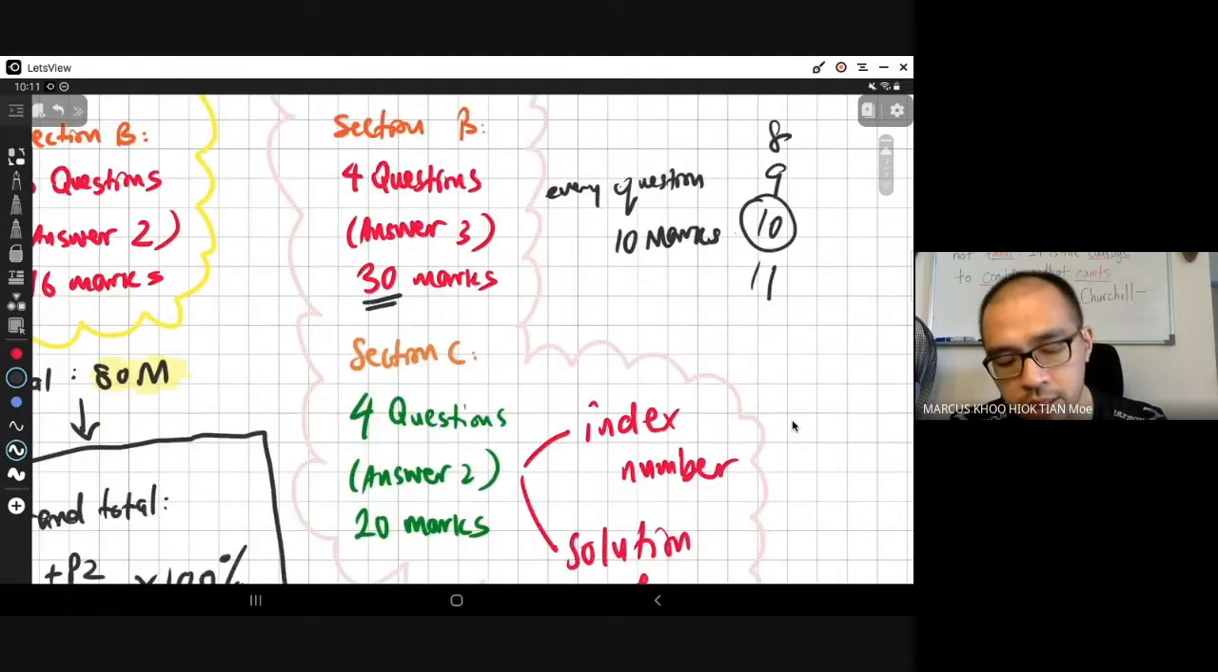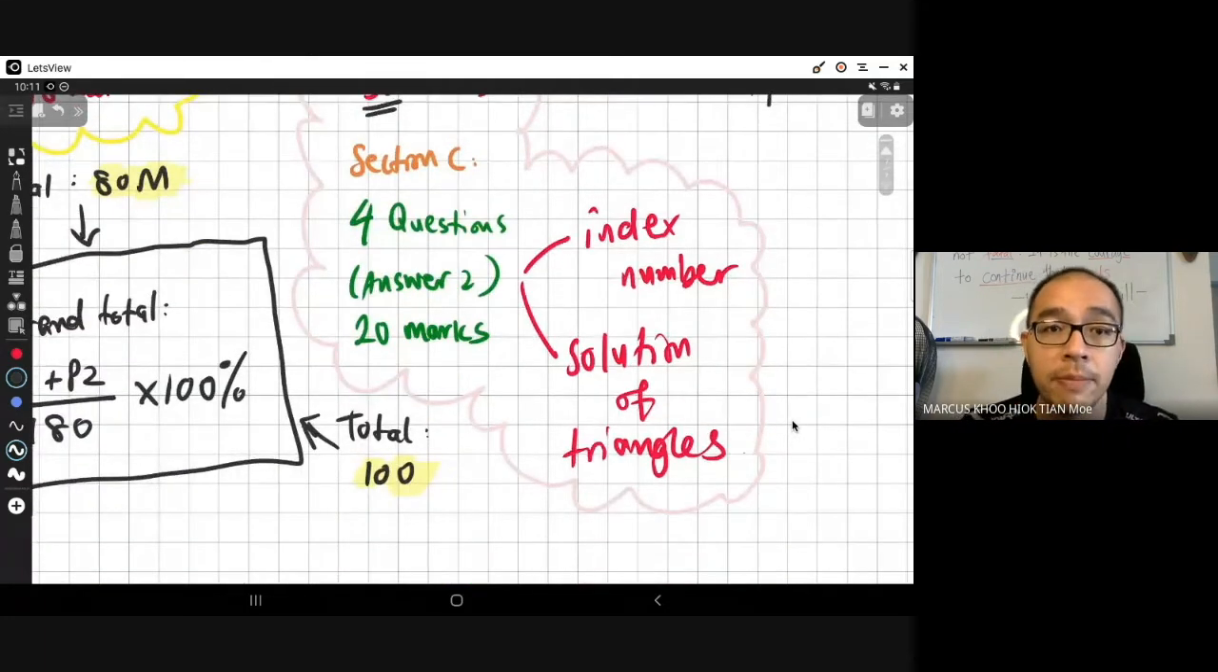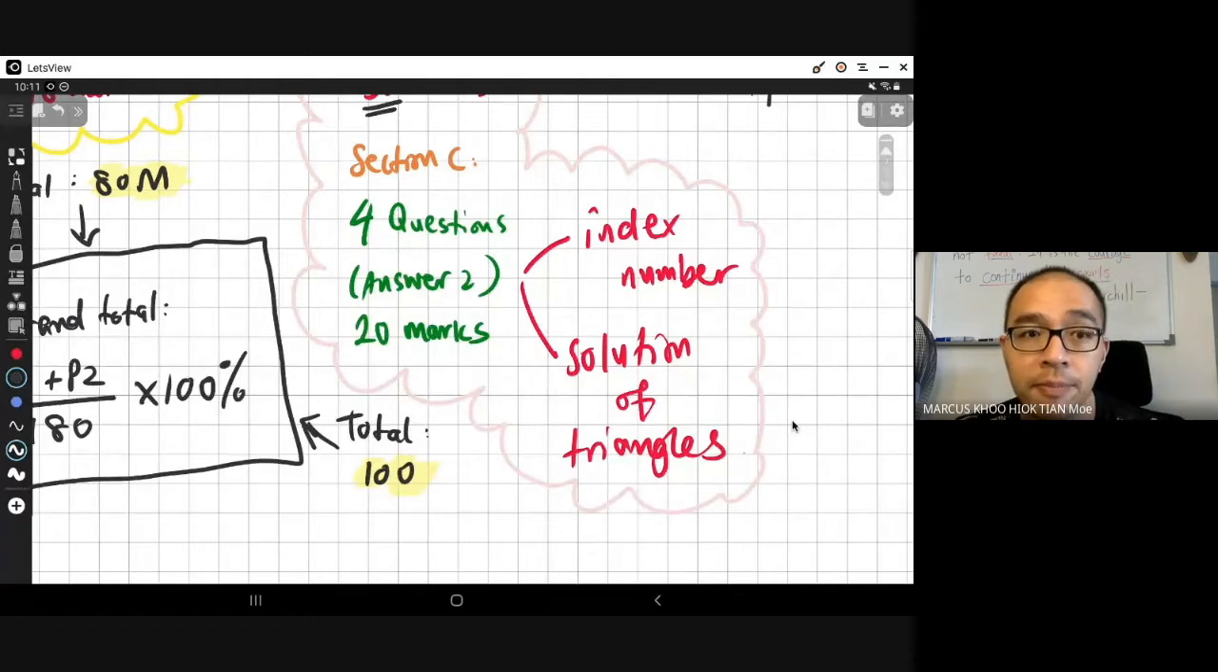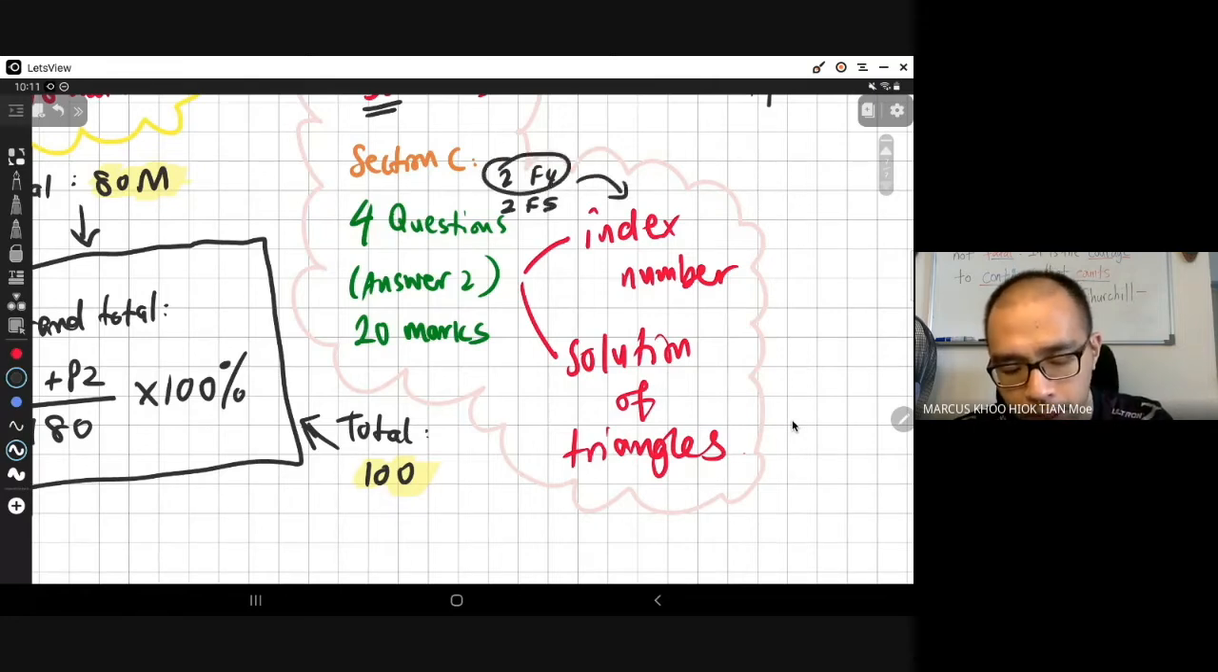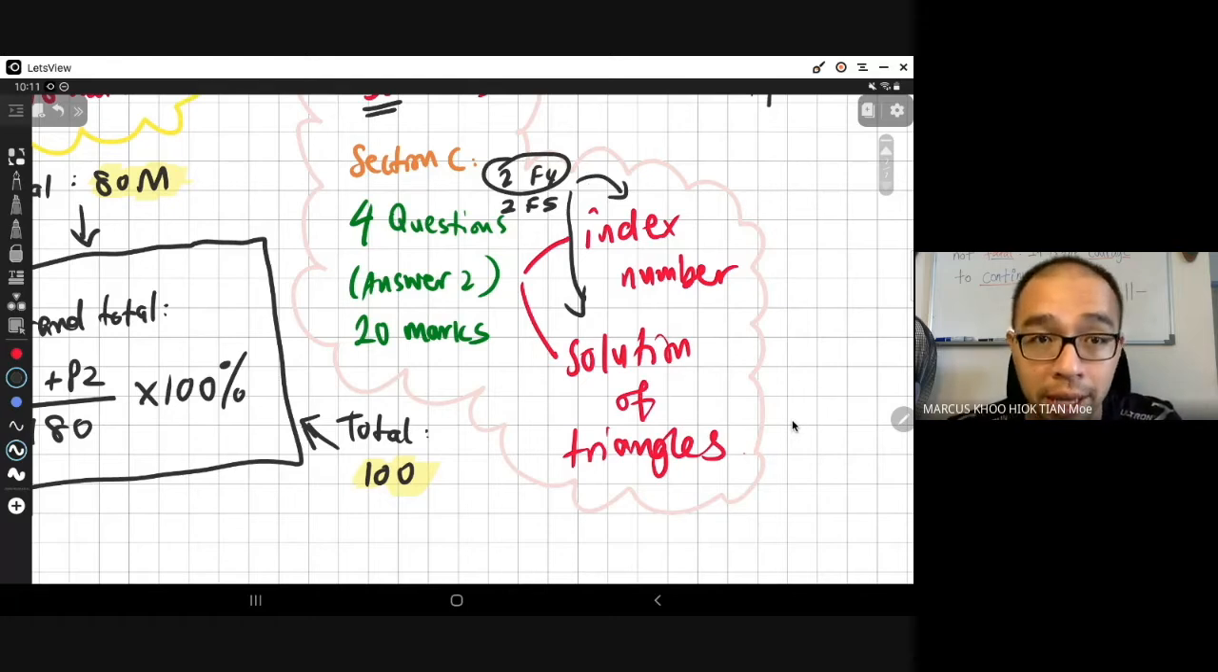Then the final section, section C, paper 2, is the most interesting. In the real format there are 4 questions, but you're only required to answer 2. The 4 questions come from very specific topics. There are 2 in form 4 and 2 in form 5. The 2 in form 4 are index number and solution of triangles.